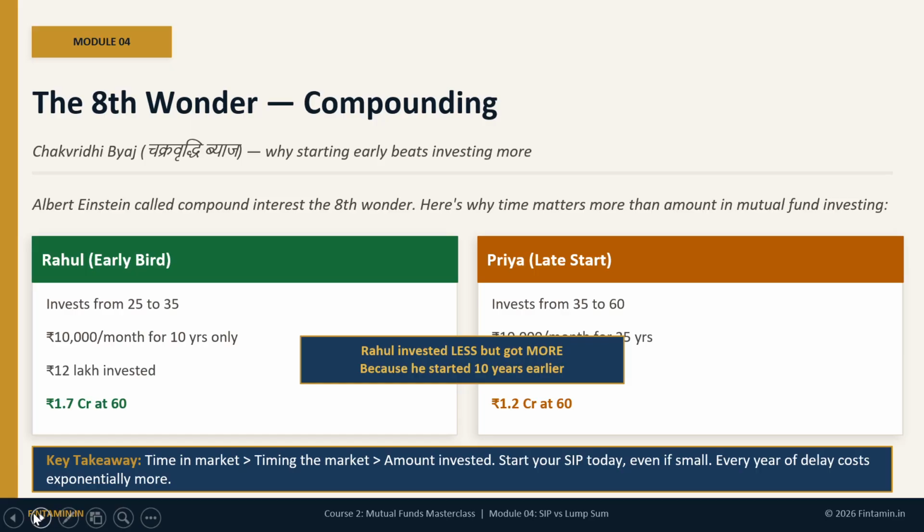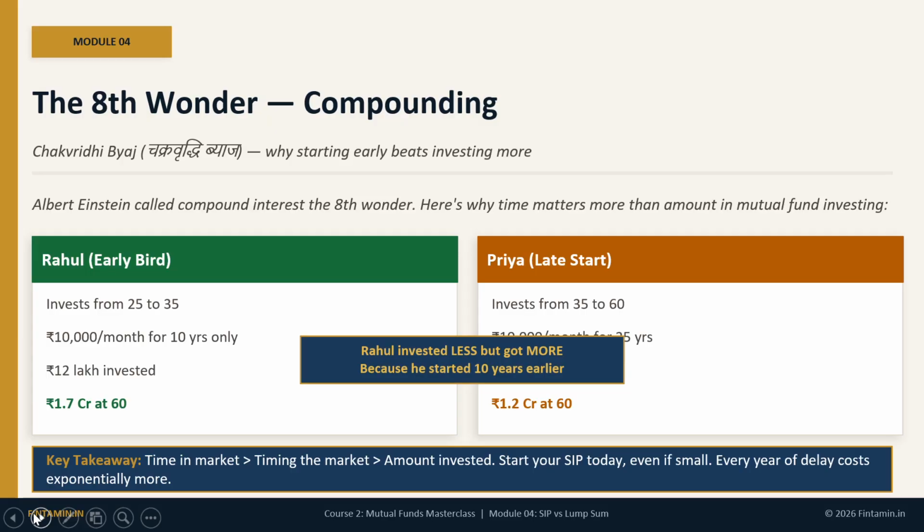Priya starts the same SIP of 10,000 rupees at the age of 35 and continues for 25 years until age 60. Her total investment is 30 lakh rupees. At age 60, assuming 12% CAGR, Rahul's corpus is approximately 1.7 crore. Priya's corpus is approximately 1.2 crores. Rahul invested less than half the money Priya did and ended up with 50 lakh rupees more simply because he started 10 years earlier.